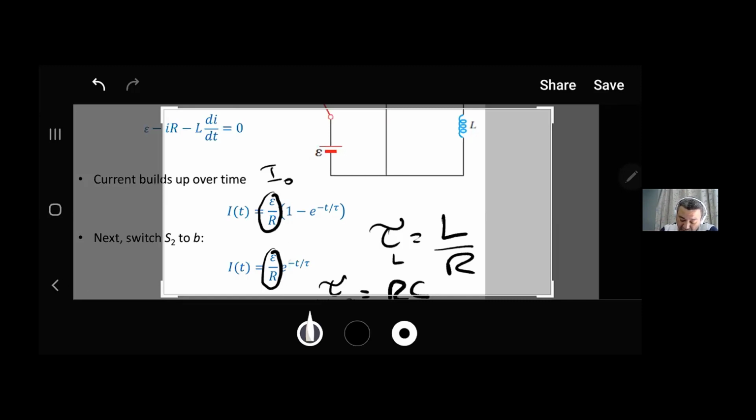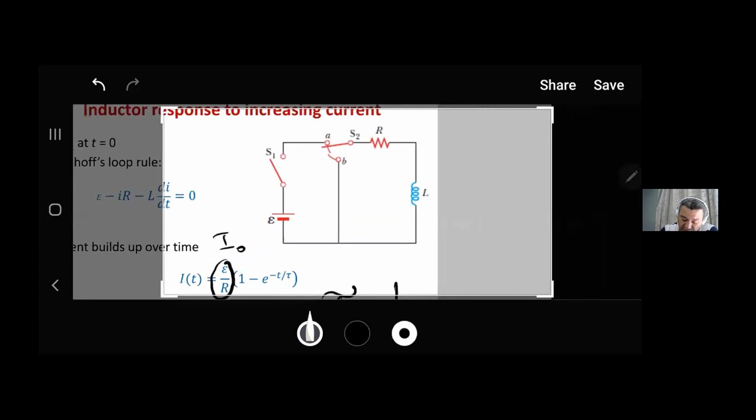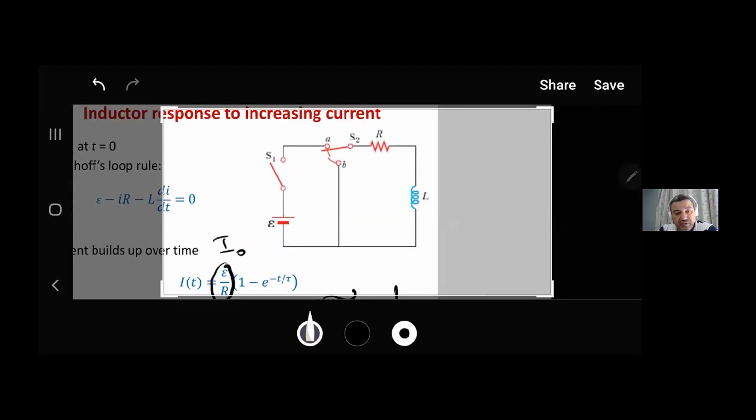Again, this epsilon over R really belongs to this circuit. Those values may be different variables in other circuits, but in this simple one loop circuit, as you can see, the maximum current would be epsilon divided by R.